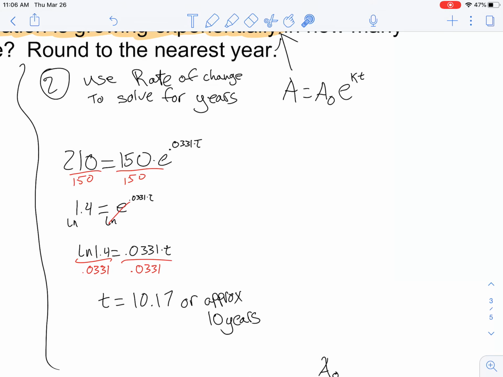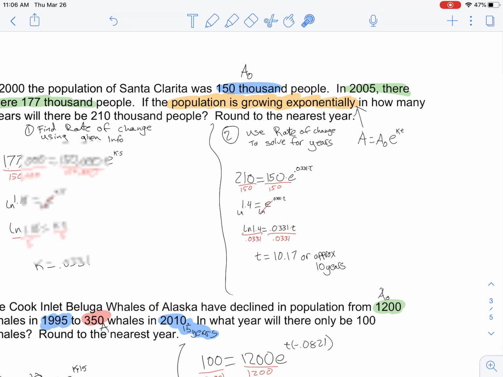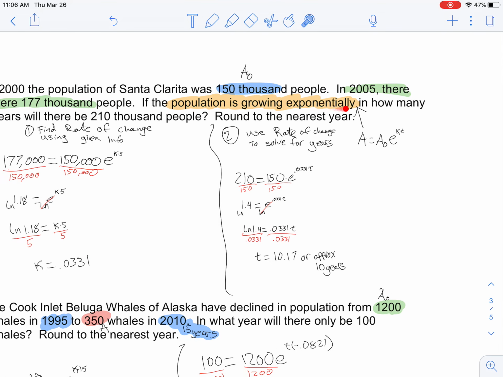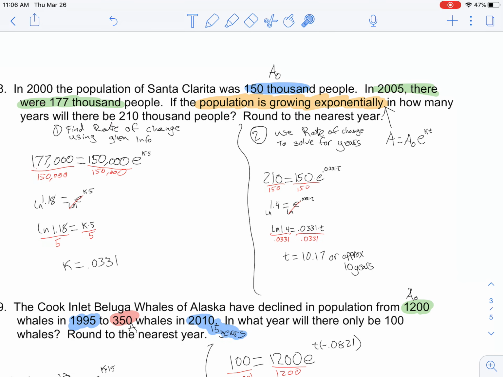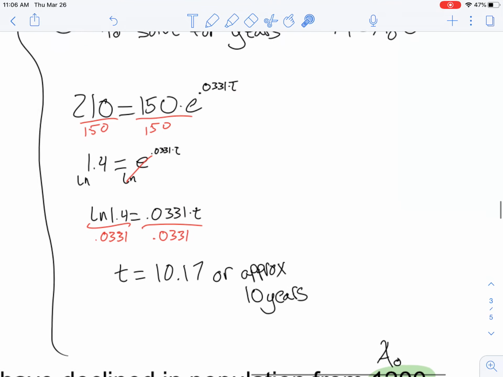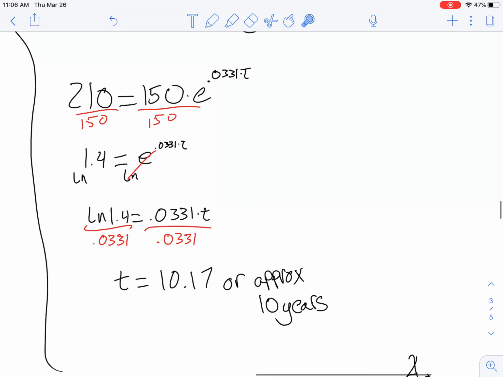I can then use that in part 2 in the same formula, but now I'm using a little bit different info. So I want to know if it's growing exponentially, so that was this formula, how many years, so now I'm solving for time, so how many years will there be 210,000 people? So when I set this up, time is my variable that I'm solving for. This is my k. We figured that out from part 1 of this problem.